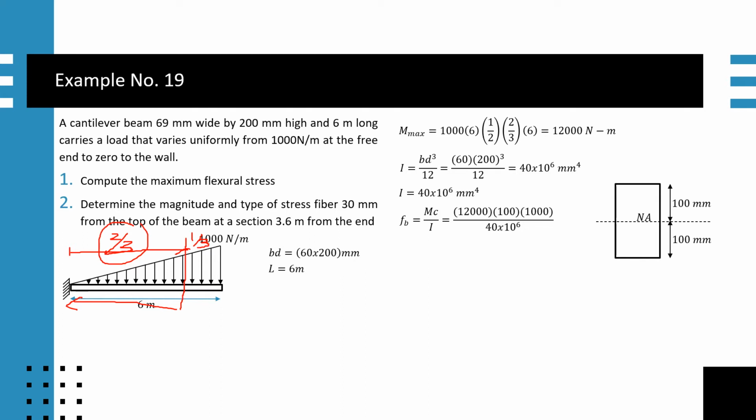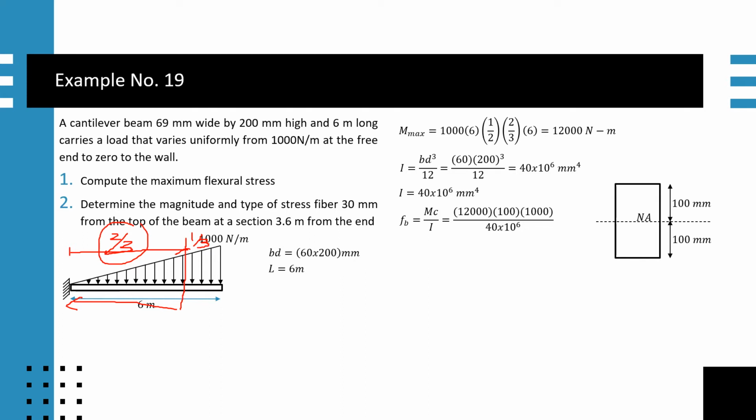Okay? So, ang NA naman ng rectangle is always at the center. Hatiin mo lang yung rectangle into 2 based on its height. Dahil 200 millimeters to, hatiin mo lang. So, the NA is located at 100 millimeters from the top, 100 millimeters from the bottom. So, ang ilalagay natin dito na C, value ng C is 100.